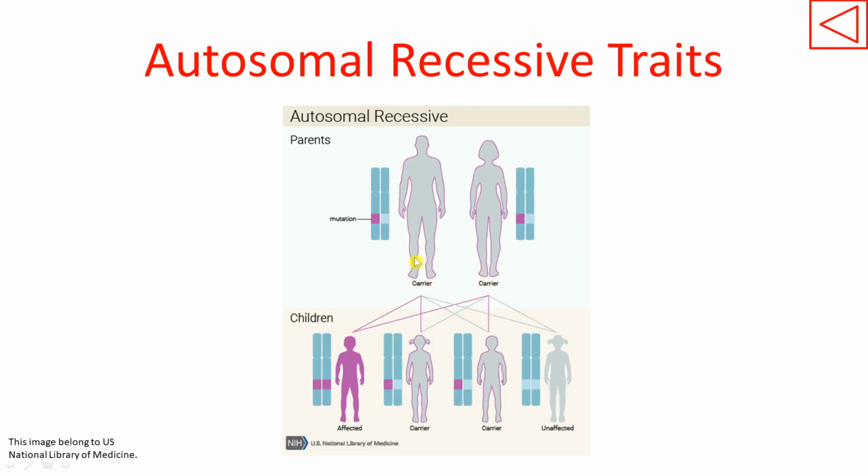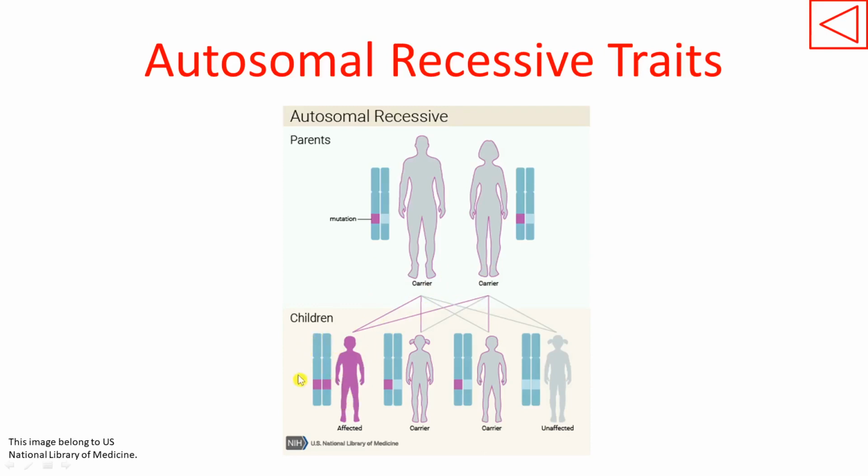Now, if these parents are having 4 children, then in that case, one of these 4 children will be affected by glycogen storage disease. This is because of these 4 children, there will be one child who will be receiving one mutated gene from father and one mutated gene from mother.